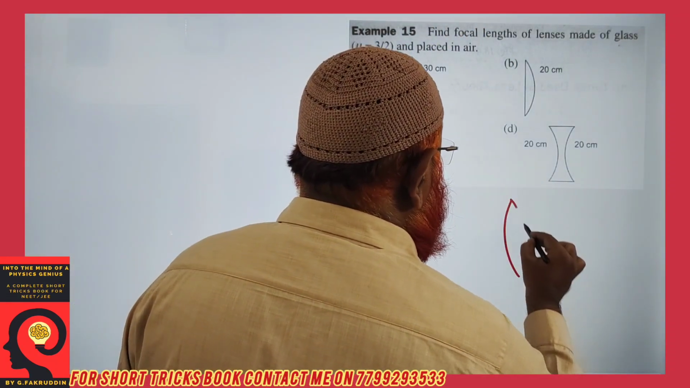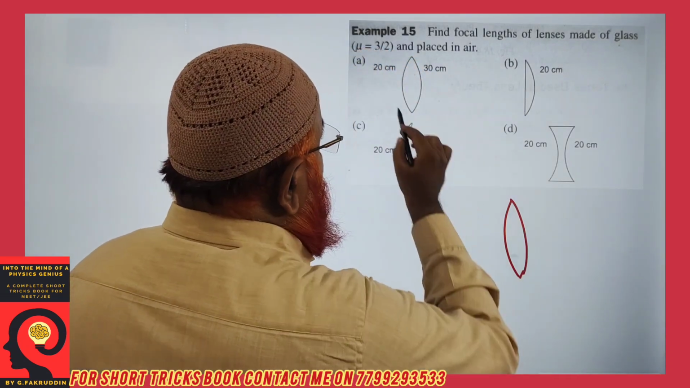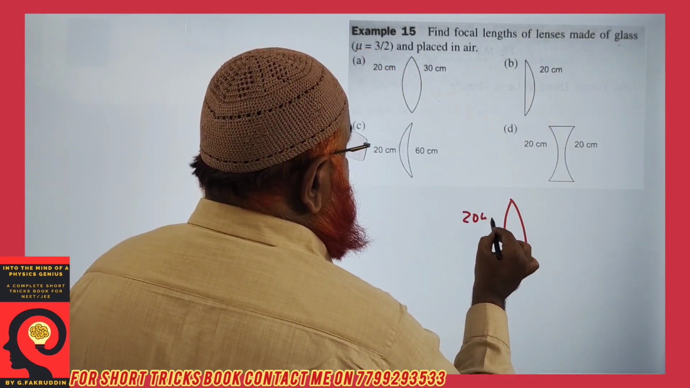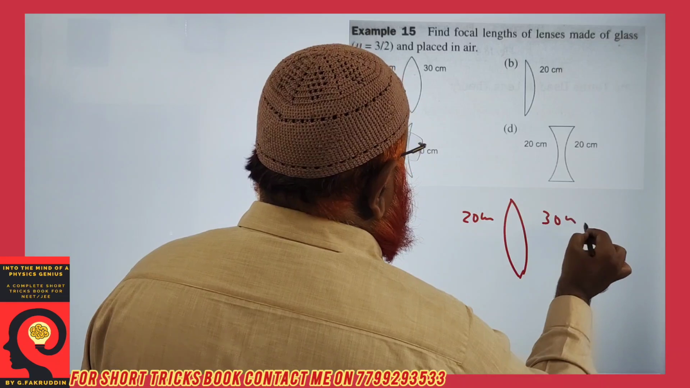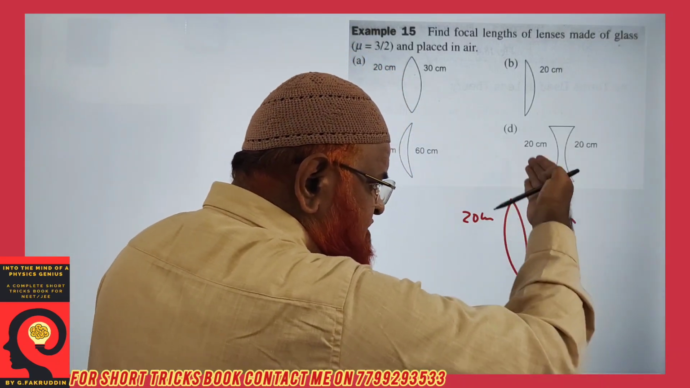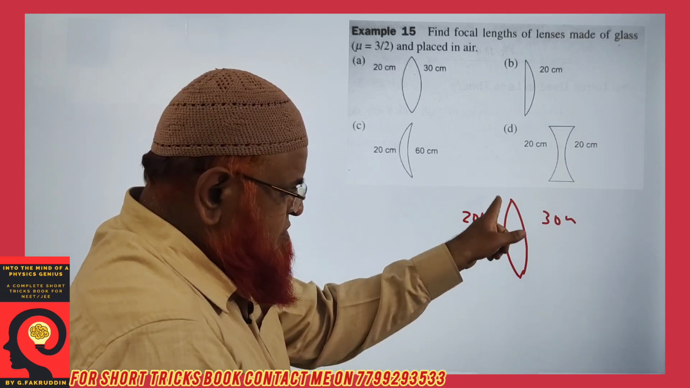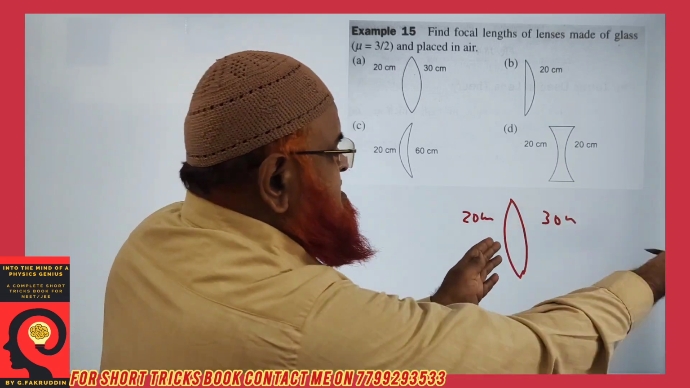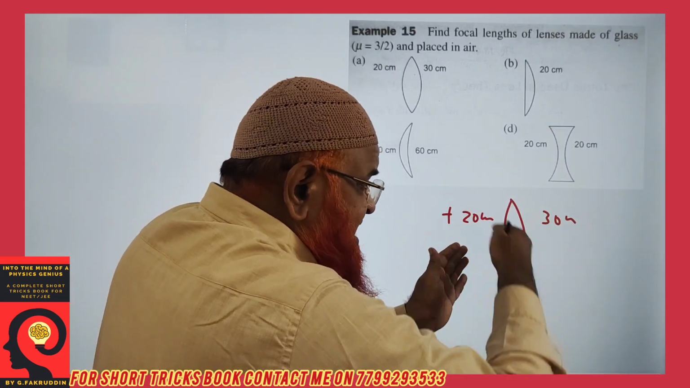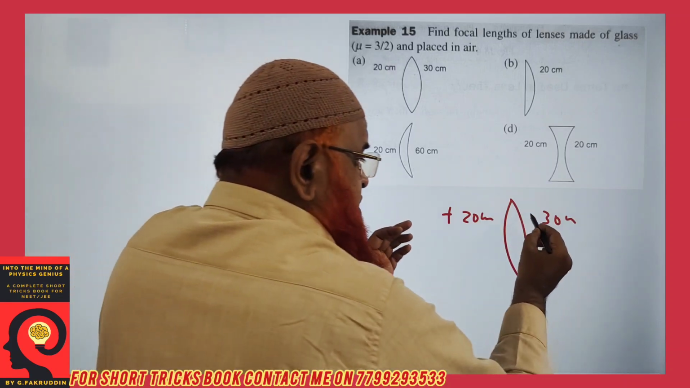First lens is like this. What is given? 20 centimeters and this is 30 centimeters. See, this is the center of curvature. The curvature is like this, so that center will be on the right side, which means positive. This curvature is like this, the center will be on the left side, which means this is going to be negative.